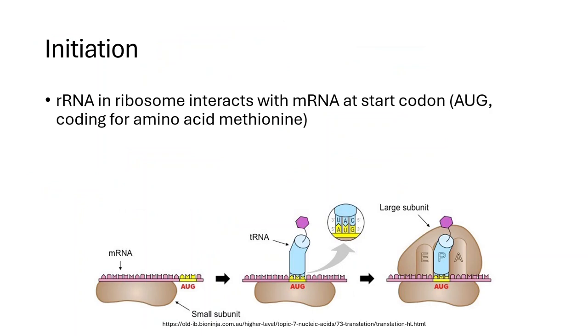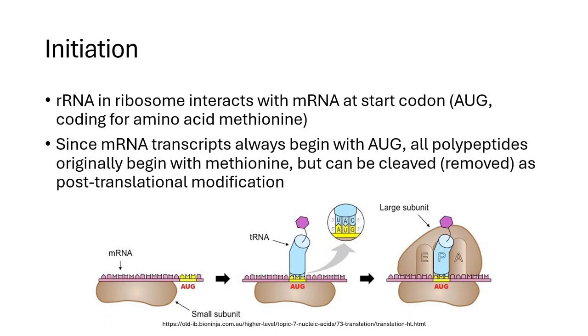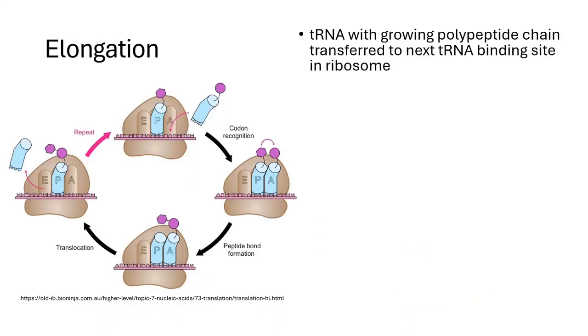So translation has 3 steps. The first step is initiation, the beginning. The rRNA in the ribosome is going to interact with the mRNA at the start codon, which always codes for the amino acid methionine. And then the ribosome is going to assemble around the mRNA at that start codon. And like I said, all mRNA transcripts always begin with AUG as the start codon. So all polypeptides originally begin with methionine at the beginning, but that can be removed as part of what's called post-translational modification to change up the protein structure.